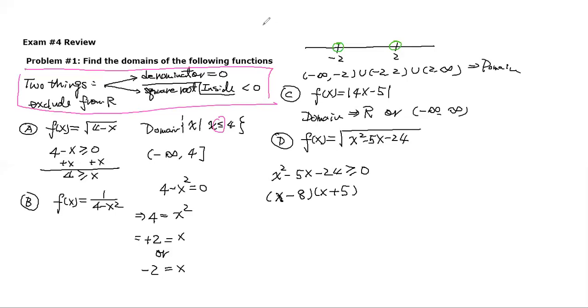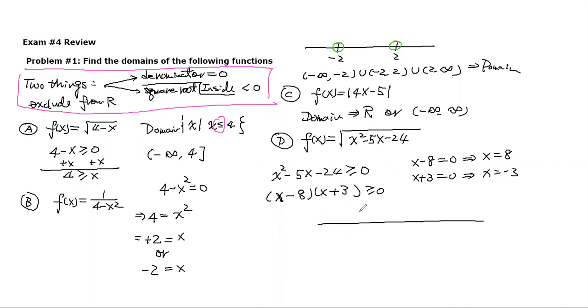No, x minus 8, x plus 3, right? Greater than 0. So if you remember that, we set this equal to 0 to try to find the value of x. So x equals 8. Then we say x plus 3 equals 0, then x equals negative 3, right? We did this before in the previous section. So this is negative 3 and this is negative 8.